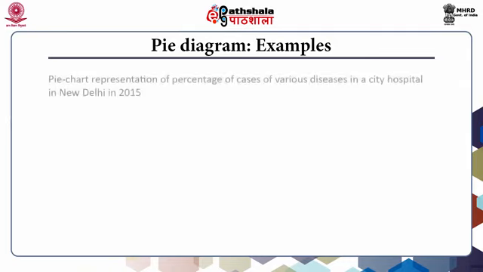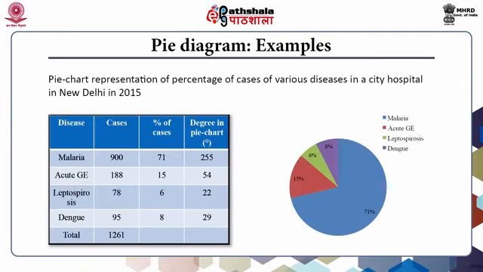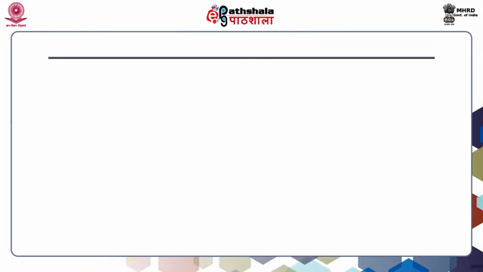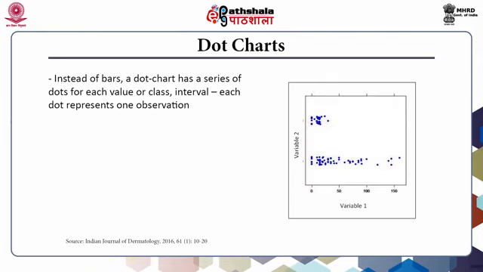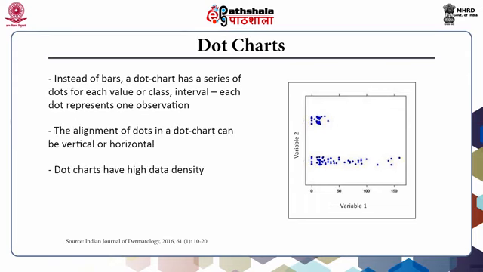This gives an example of a pie chart representation of the percentage of cases of various diseases in a city hospital in New Delhi in 2015. Dot charts. Instead of bars, a dot chart has a series of dots for each value or class interval. Each dot represents one observation. The alignment of dots can be vertical or horizontal. These charts have a high data density and can become cumbersome for large data sets.